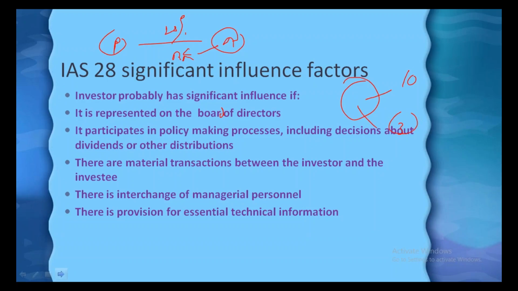Essential technical information, mostly IT information, communication information, marketing information, things like that will be provided by either of the two companies. Parent can provide to associate, and associate can provide to parent. So remember, it does not mean that the flow will be only from this side to this side. It can be from this side to this side also. So these are the factors. If the examiner says any of these factors are there, probably that means the relationship between the two companies is that one is a parent, the other is an associate company.